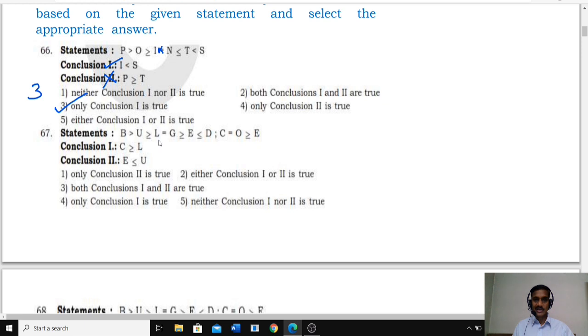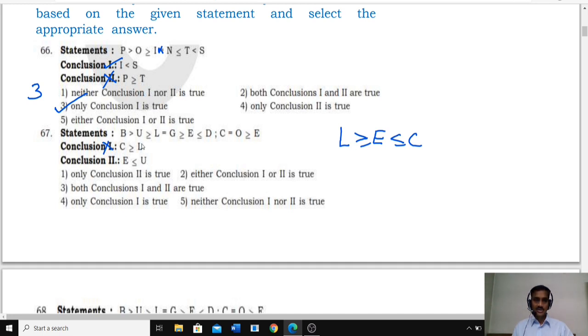Now the relation between L and C. L is here, C is here. Tell me which element is common between these two. The element that is common is E. L greater than or equals to E. At the same time, the relation between C and E: C greater than or equals to E, which means E lesser than or equals to C. Now between L and C, two opposite symbols, hence no conclusion can be drawn.